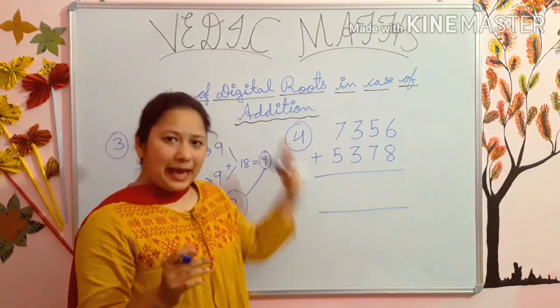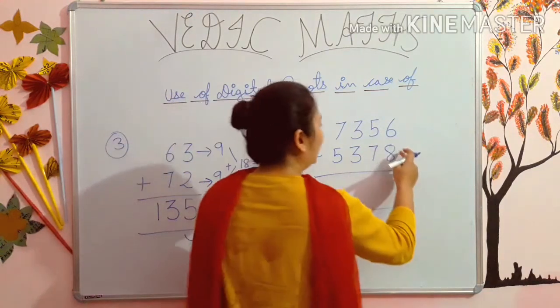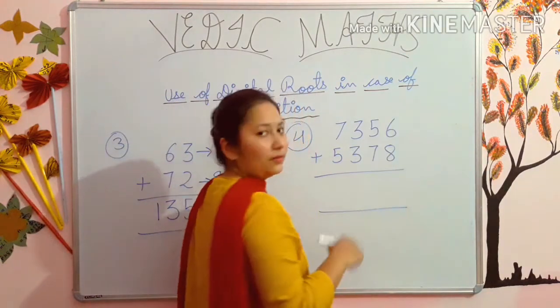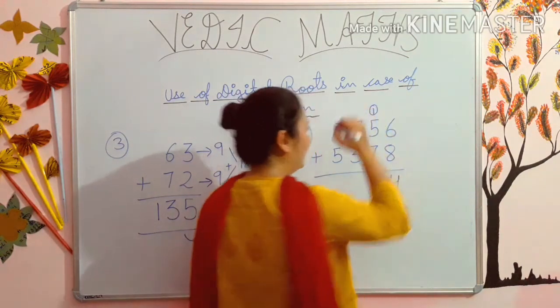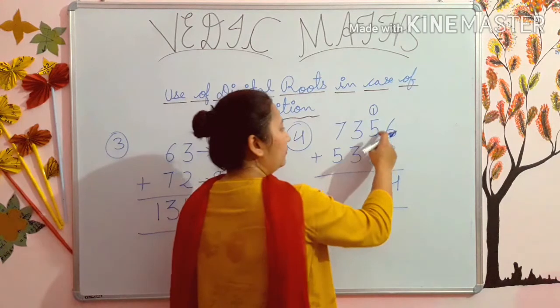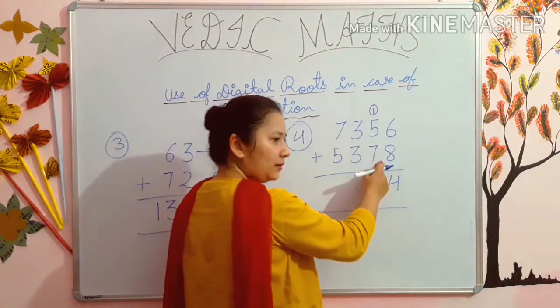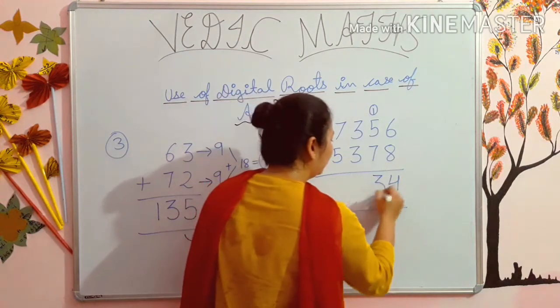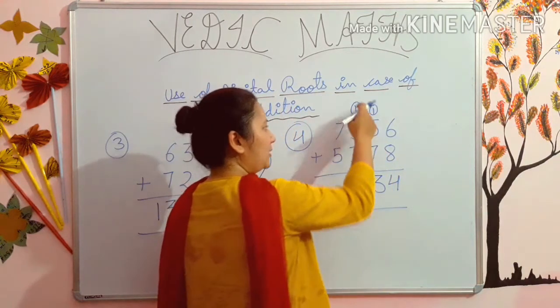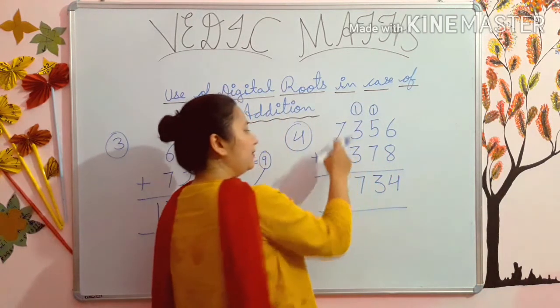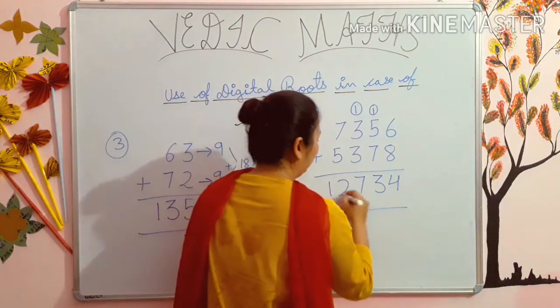Now first of all add your sum. 8 plus 6, 14. 4 here, 1 will go, carry. Now 5 plus 1, 6. 6 plus 7, 13. 3, 1 carry. 3 plus 3, 6. 6 plus 1, 7. And 7 plus 5, 12.